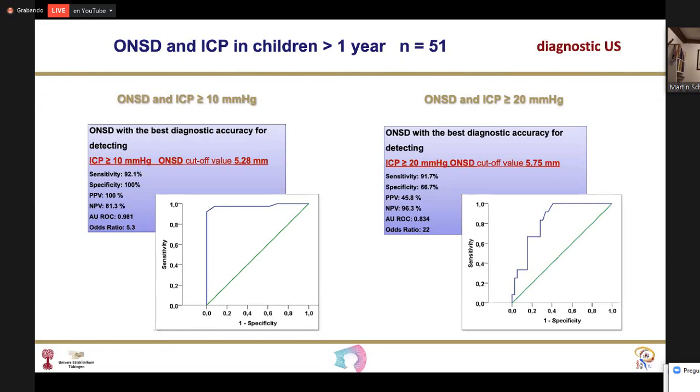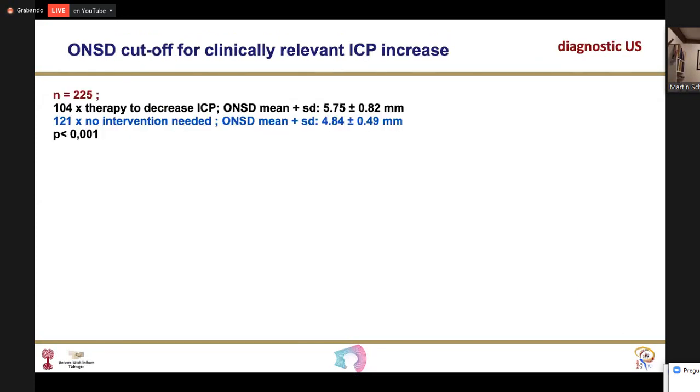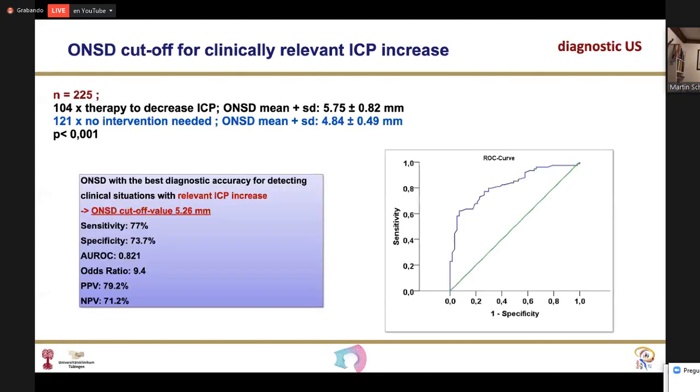So we have defined cutoff values, and now we have looked in 225 patients at the clinical relevance of ONSD with regard to ICP increase. 104 children received therapy to decrease ICP, and their mean ONSD was 5.8. And in 122 patients, from clinical decision-making, we said there is no intervention needed, and the ONSD was 4.8, so a clear difference. And if you look again at the cutoff value, it's again 5.3 millimeters.